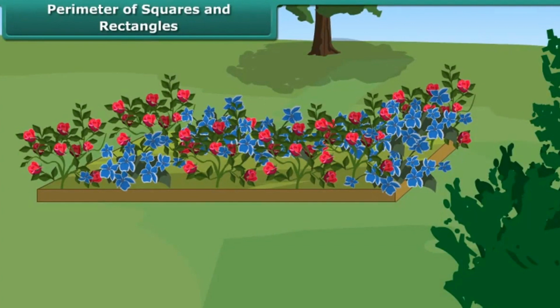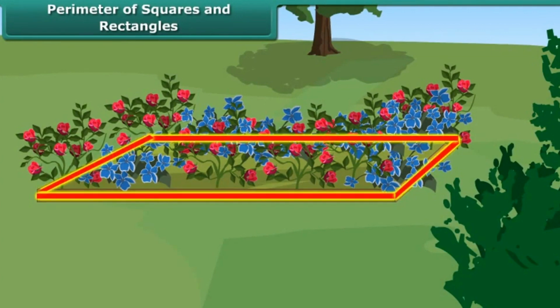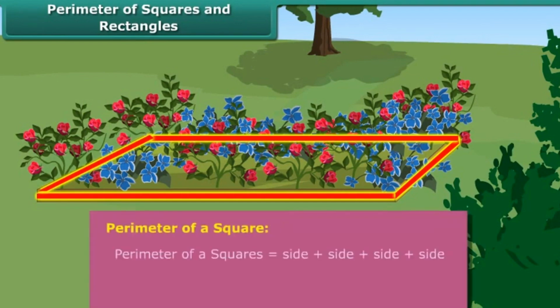Perimeter of squares and rectangles. Students, can you measure the boundary of the flower bed in the park? Yes, by measuring the sides of the flower bed. So, the perimeter of a shape is the outer boundary of the shape. So, the perimeter of a square is the sum of the sides of the square. You understood what perimeter is?